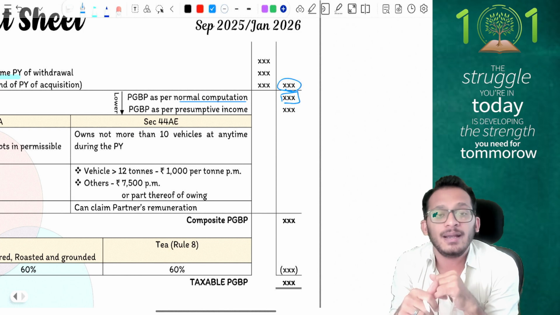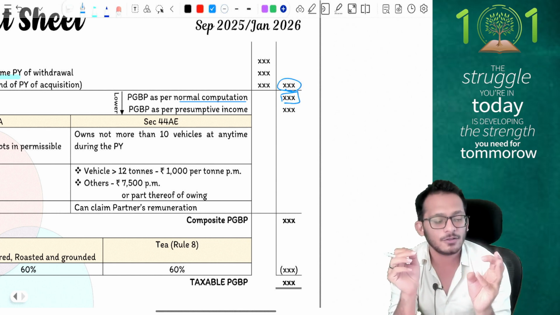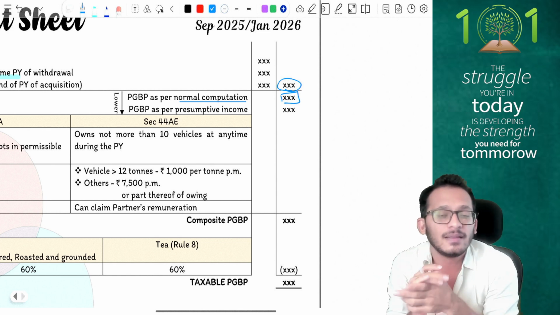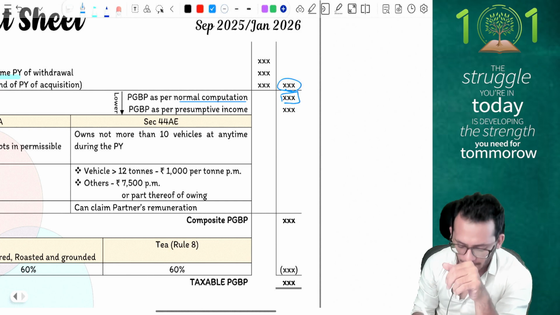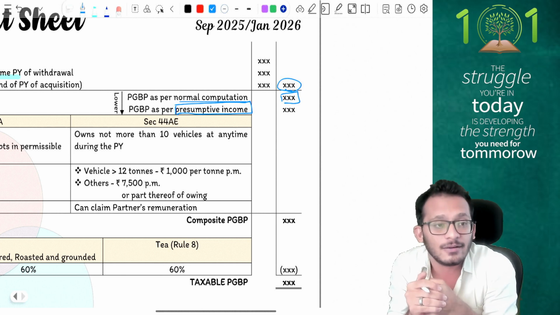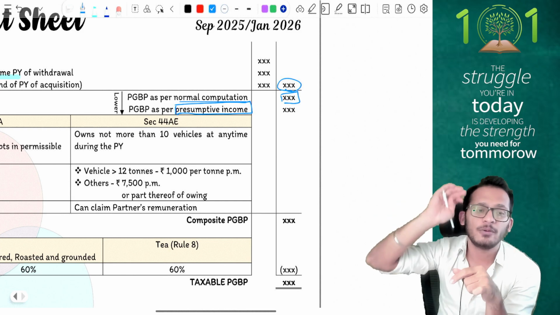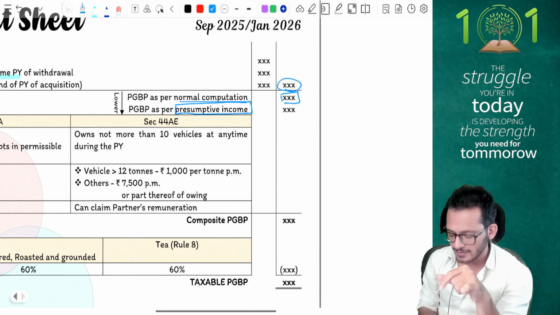Now, if the question says you're either an individual, HUF, or a partnership firm, there is an additional thing for you to check, something called presumptive income. So you will take that into consideration also. If the presumptive income is lower than that, then you can ignore all the steps above and directly go to presumptive income. How does presumptive income operate?